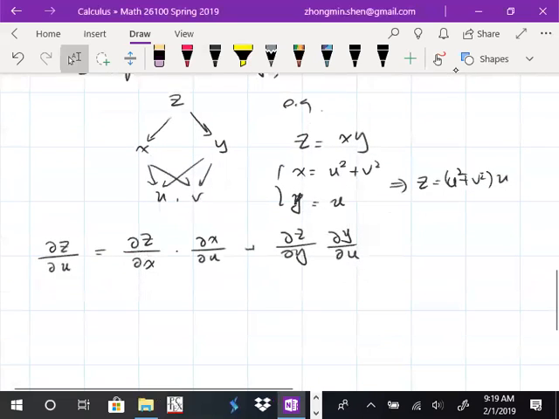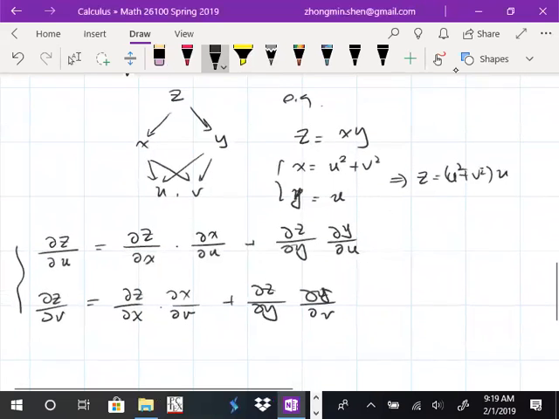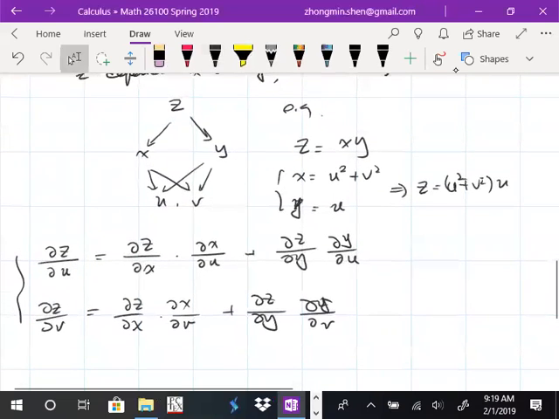And similarly, if you want to differentiate z with respect to v, you have to differentiate z with respect to all the intermediate variables, that's x and y. So the partial derivative of z with respect to x, but don't forget you have to differentiate x with respect to v. Those are called the chain rule. Now we can verify that using examples. This is a formula we're going to study.